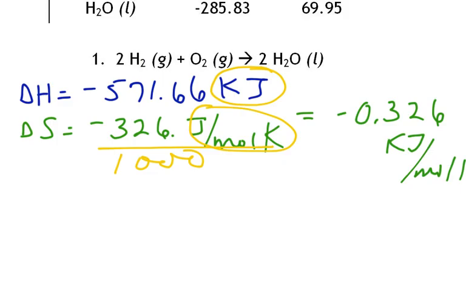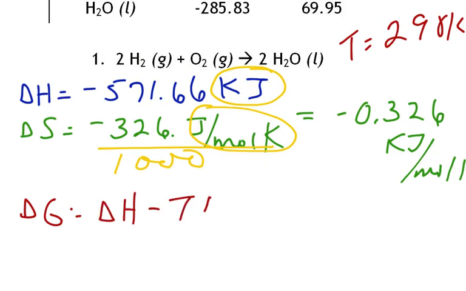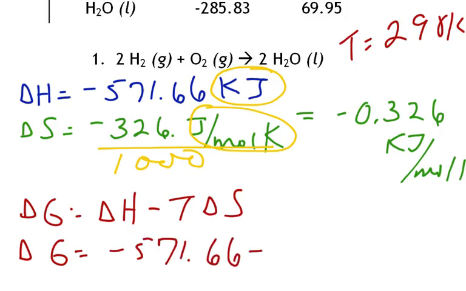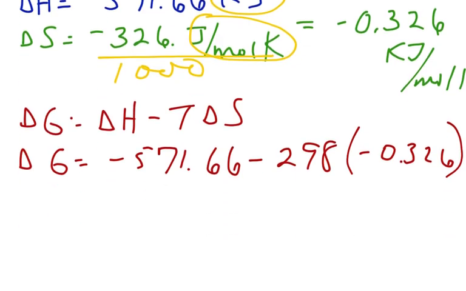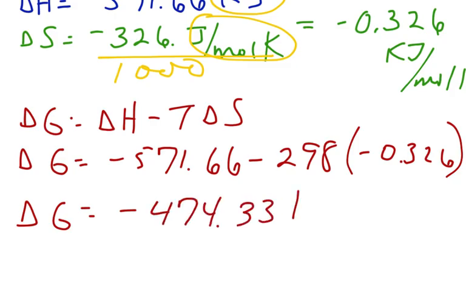Now that we have the numbers prepared and ready to go, if you look at the problem, it tells you that your temperature is 298 Kelvin for all of these. So delta G is equal to delta H minus temperature times delta S. So delta G is equal to minus 571.66 minus temperature 298 times our delta S, which is negative 0.326. Punch that into the calculator, and you get a final value of minus 474.33 kilojoules.